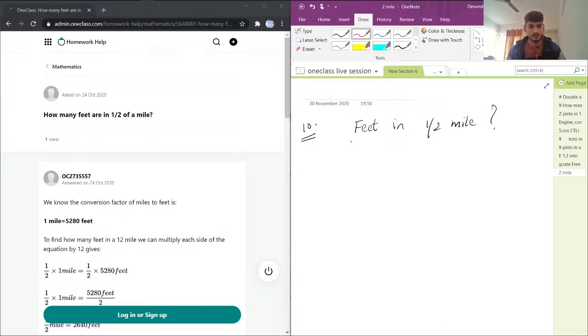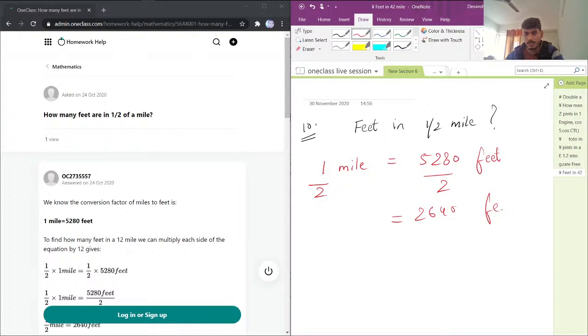So let me just check the conversion. So 1 mile is, yeah, it is mentioned correct. 1 mile is 5280 feet. So if I want to find for half mile, I'll just divide by 2 and my answer will be 5280 divided by 2, 2640. This will be 2640 feet in half a mile.